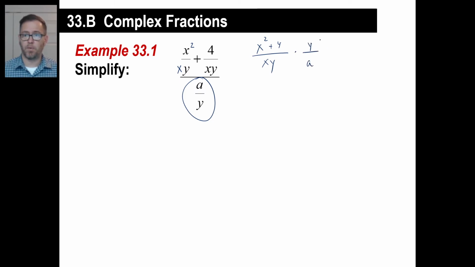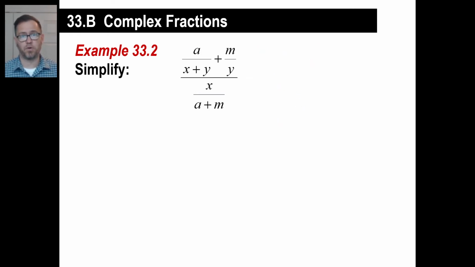Same thing. We look on top, we have a y, and on bottom, we have a y. So we can just multiply straight across. We have 1 left there. x squared plus 4 is on top. x times a is xa, and that is it. All she wrote. Okay. Pause and copy this one.